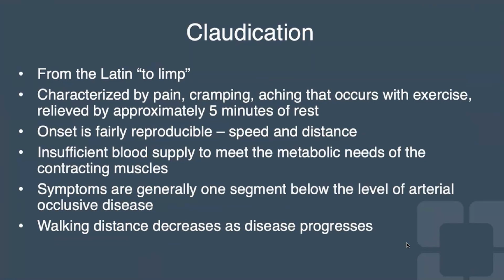This means that the patient has insufficient blood supply to meet the metabolic needs of the contracting muscles. Their symptoms are generally one segment below the level of arterial occlusive disease. So if the patient is cramping in their calves, they may have femoral popliteal disease, or if they're cramping in their buttocks, they may have aortoiliac occlusive disease, and we'll talk more about these as we move through this talk. The walking distance may decrease as the disease progresses and as time goes by.